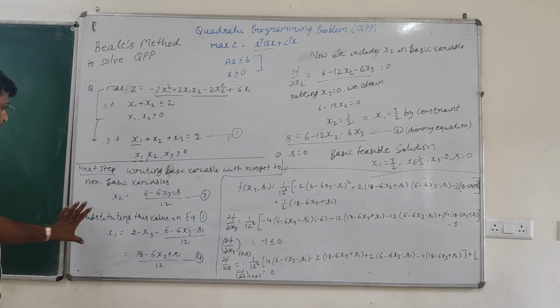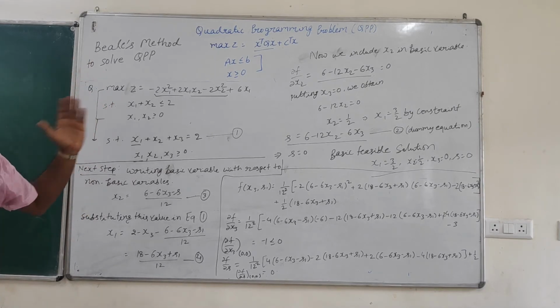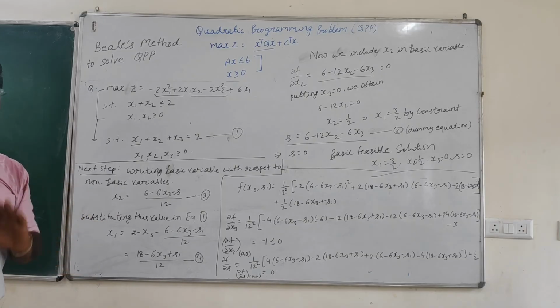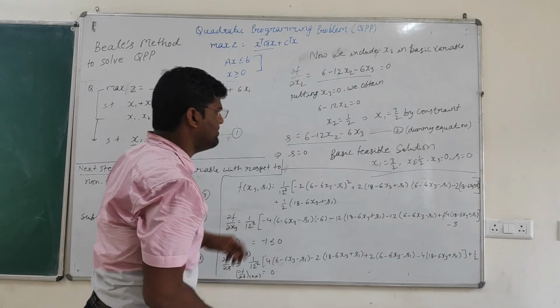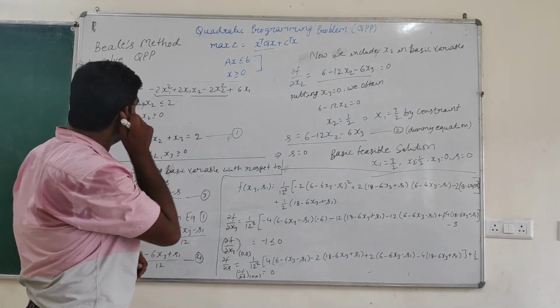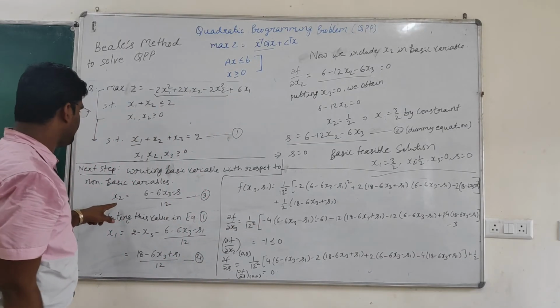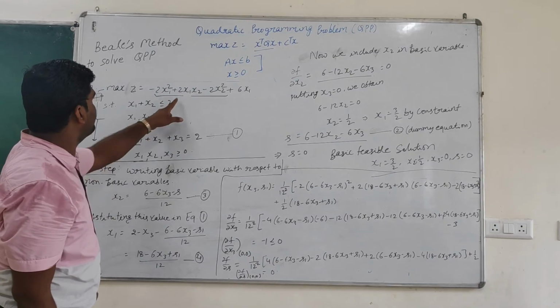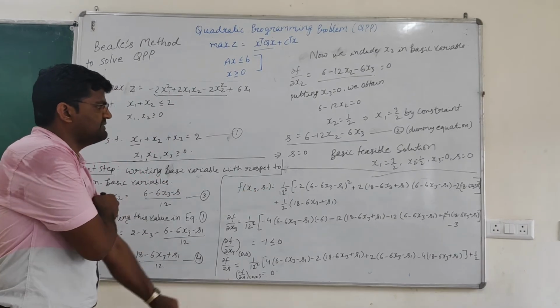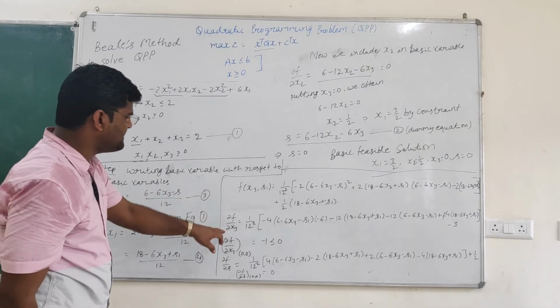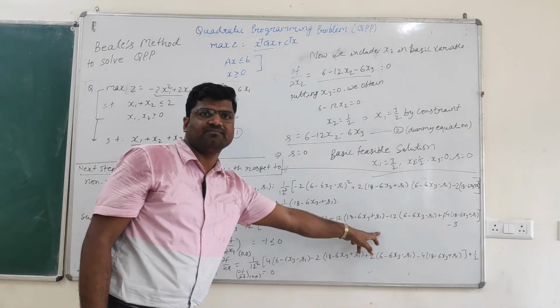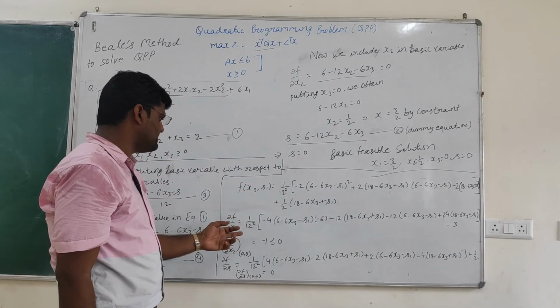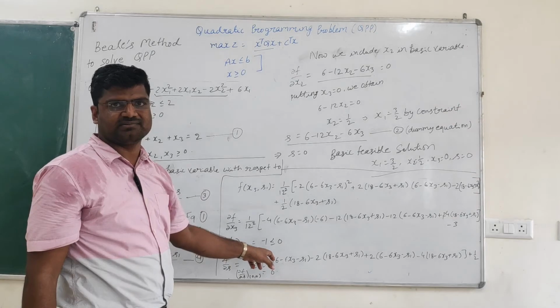Okay, so now we substitute these values in our objective function so that my objective function becomes in the form of non-basic variables. So substitute it here and we got this expression here. So the value of x2 and the value of x1 is substituted. Fine. Then we differentiate it with respect to x3. So it will be given in this form. And finally we substituted the value 0, 0 and we got minus 1.